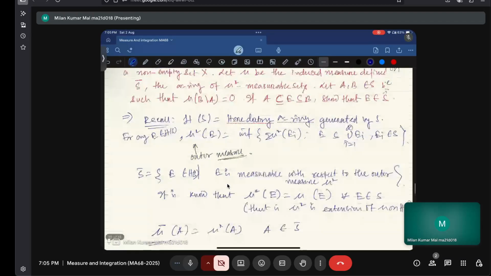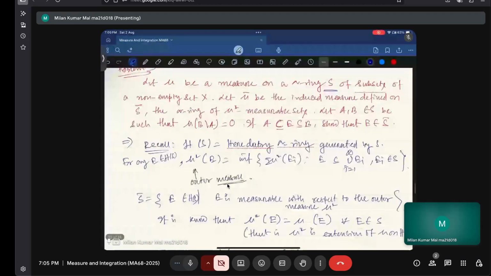Okay, so now we have to go to our problem. These are all fact recalling. Let mu bar be the induced measure defined on the sigma ring of mu star measurable sets. That is clear. This is the sigma ring of mu star measurable sets.